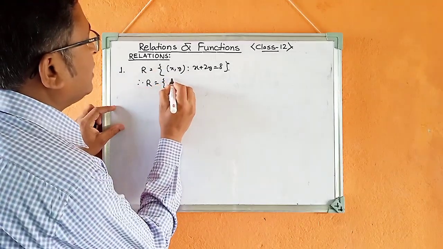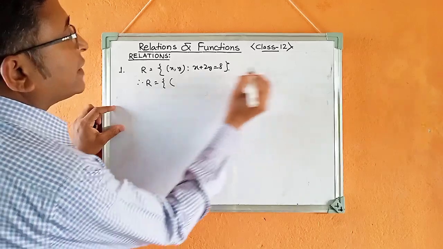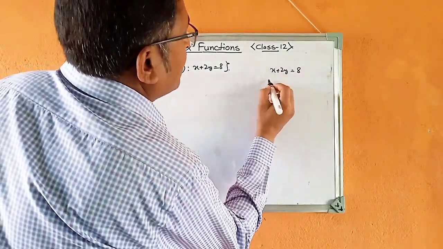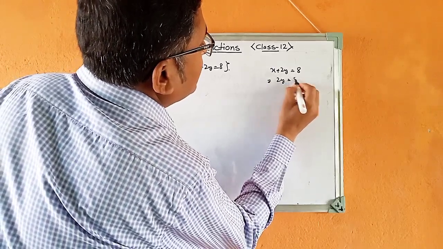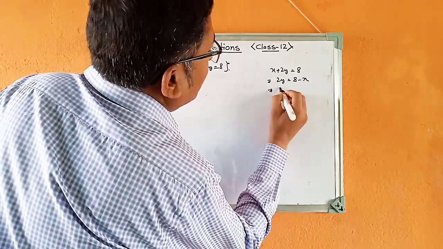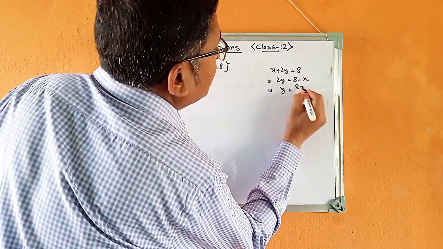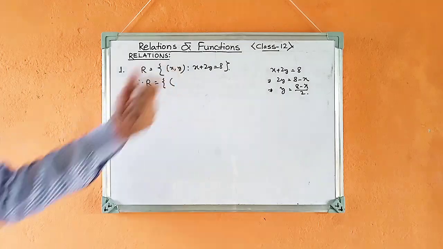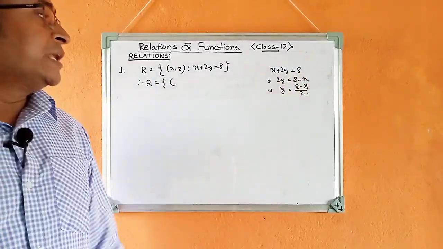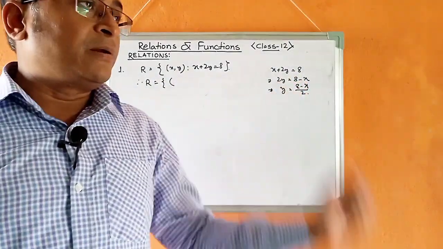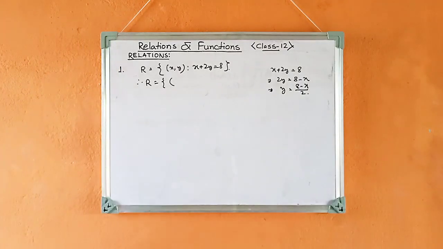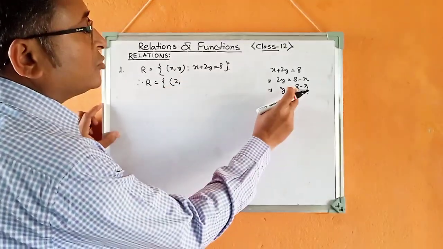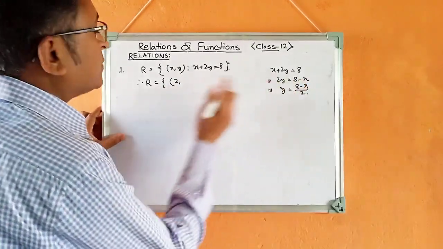See carefully, x + 2y = 8, or 2y = 8 minus x, or y = (8 minus x) divided by 2. Now find the sets. Put x = 1: 8 minus 1 is 7, 7 by 2 is not possible, that is not a natural number. So x = 2: 8 minus 2 is 6, 6 by 2 is 3.